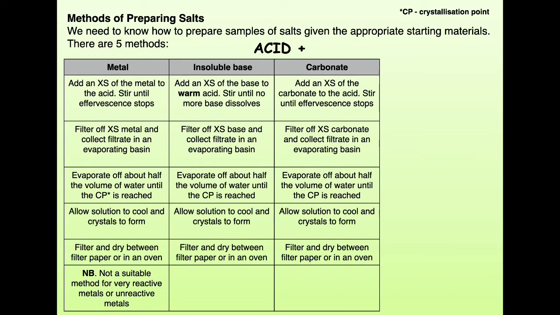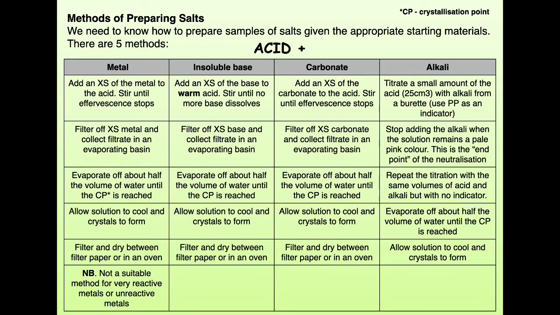Acid plus carbonate. Carbonates tend to react with acids at room temperature, so we add the excess of the carbonate to the acid and stir until the effervescence stops. Again, you'll be able to see the carbonate floating around in the mixture. We filter, collect the filtrate, and then the same procedure as before. Remember, we're adding excess carbonate because we want to use up the acid.